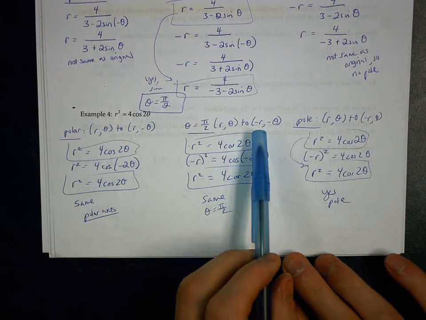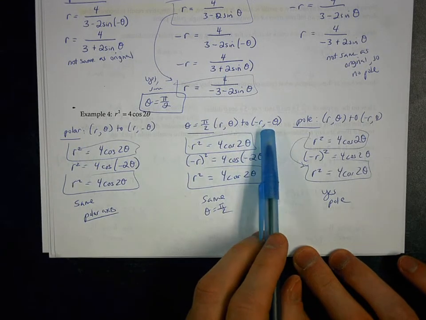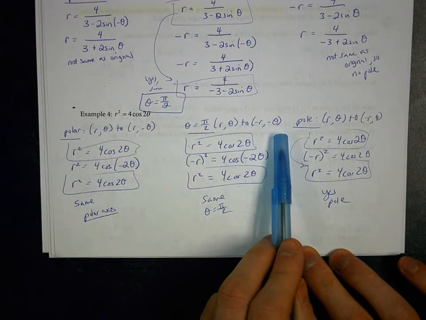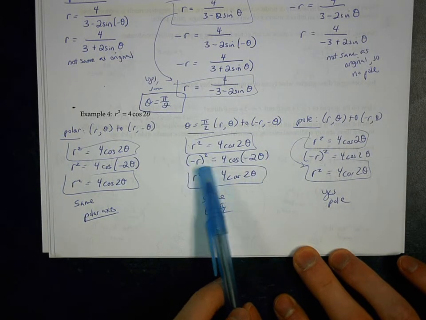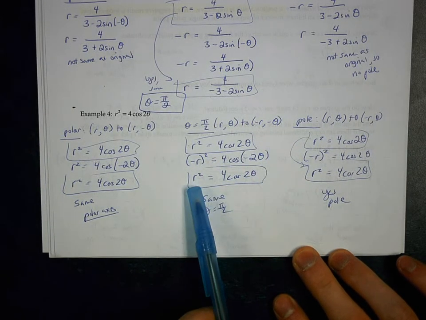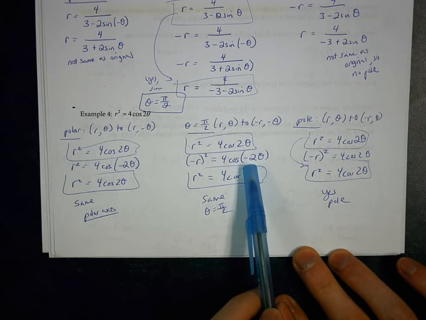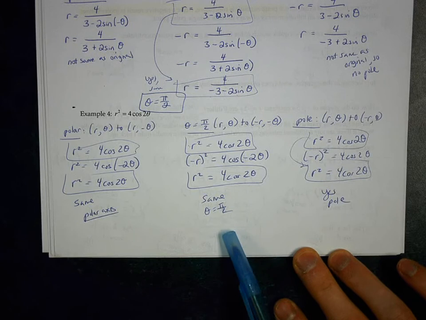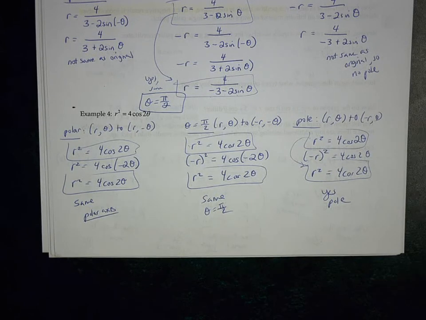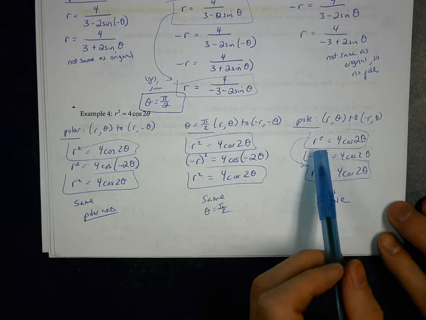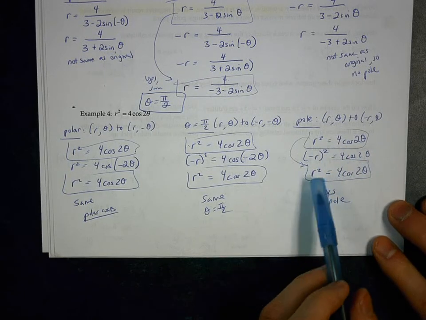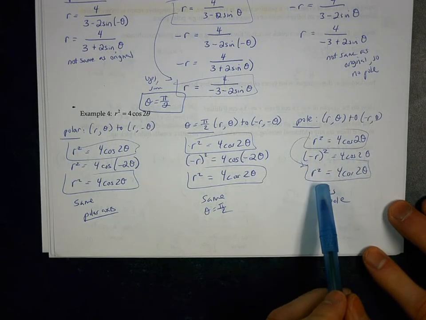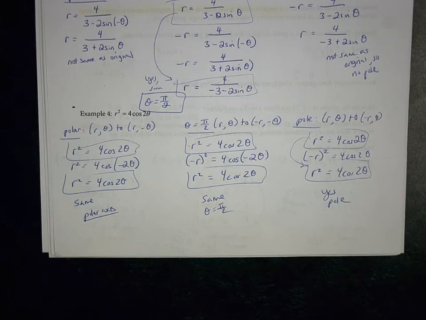The second one, for every r theta, I'm plugging in negative r negative theta. Well, negative r quantity squared is just positive r squared again. And once again, this minus sign inside the cosine function, since cosine is even, goes away. So I end up with the same original. And then finally across the pole here, r squared equals 4 cosine 2 theta. If I plug in a negative r, squared is r squared. So for that one, I have all three types of symmetry.